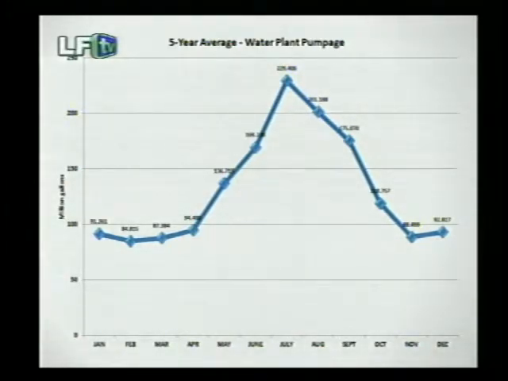This chart basically shows what our 5-year average is per month. So we took the past 5 years in January, looked at the total pumpage, and averaged it. We did it for all 12 months. And as we all would expect to see, during the months of May through September, pumpage increases significantly. We would obviously have fewer problems if we were simply supplying the daily potable needs, which is approximately 3.5 million gallons a day. But our challenges arise when we get into this higher pumpage.